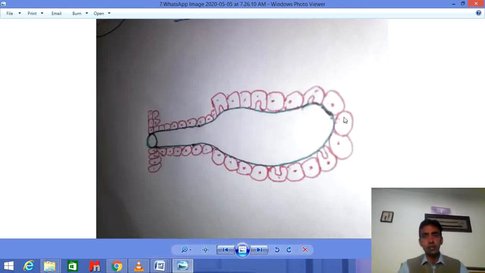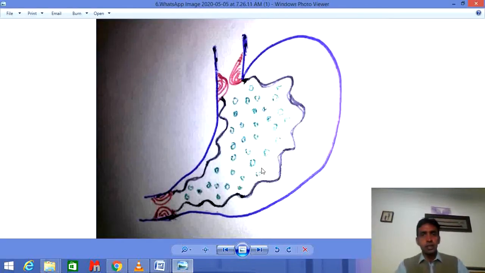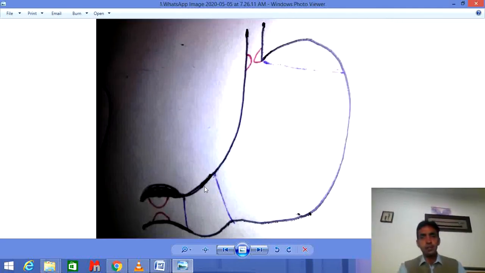G cells are present in large number in this area of the diagram. In this area, the G cells are large in number, and in the fundus area, the parietal cells and chief cells are large in number, around the gastric gland lumen.